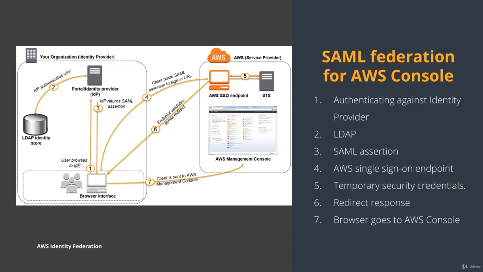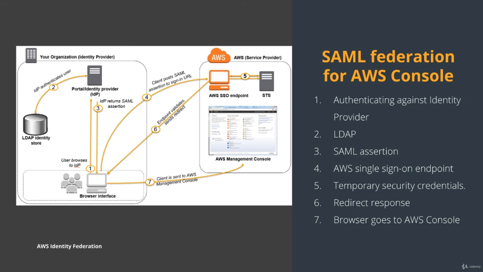The steps are the following. A user navigates to the browser-based application that is hosted by the identity provider. Think Active Directory Federation Services. The identity provider verifies the user identity in the organization. The identity provider generates a SAML assertion. The client browser is redirected to the AWS single sign-on endpoint and posts the SAML assertion.